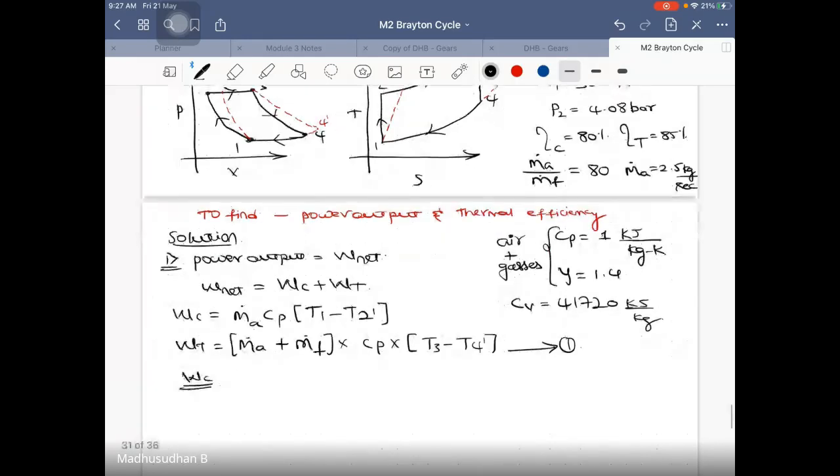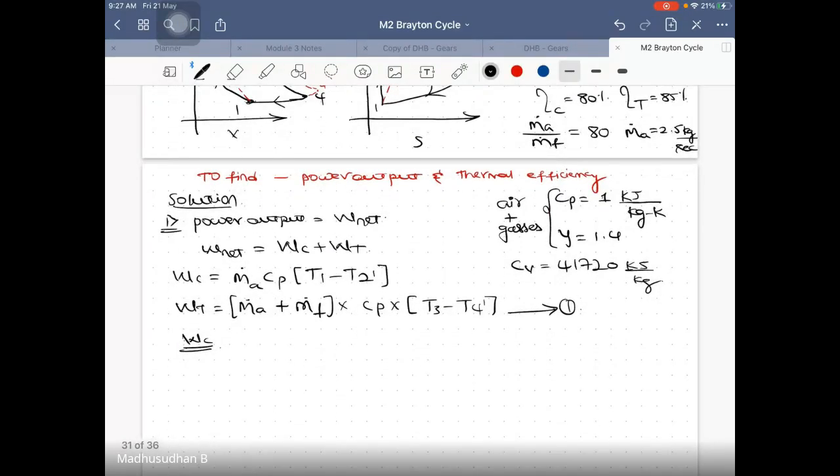For this compressor work, in order to calculate that, I have the mass flow rate of air which is given. Cp value is given. T1 value I know, but I don't know T2 dash. In order to calculate T2 dash, I require the value of T2. So first let us calculate T2. How do I calculate T2?